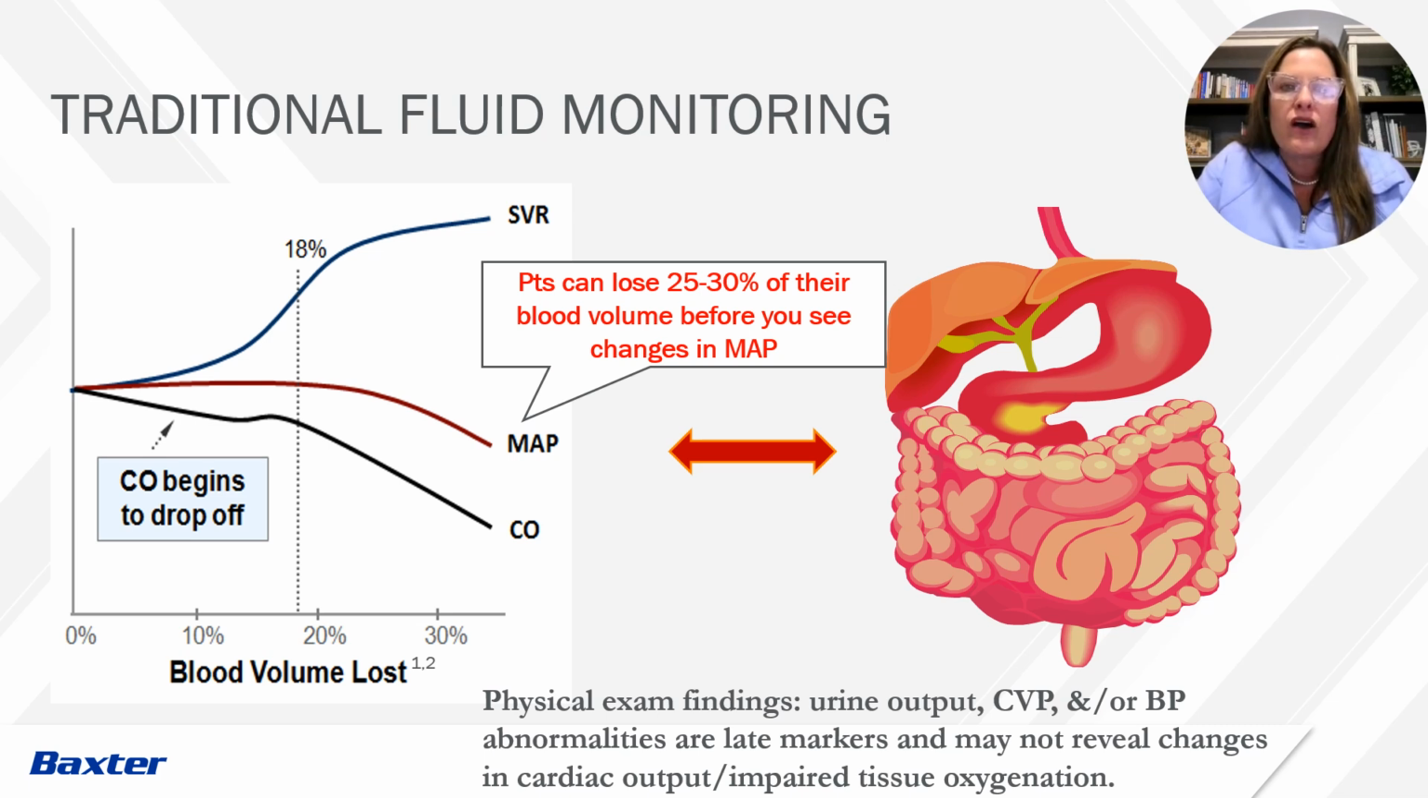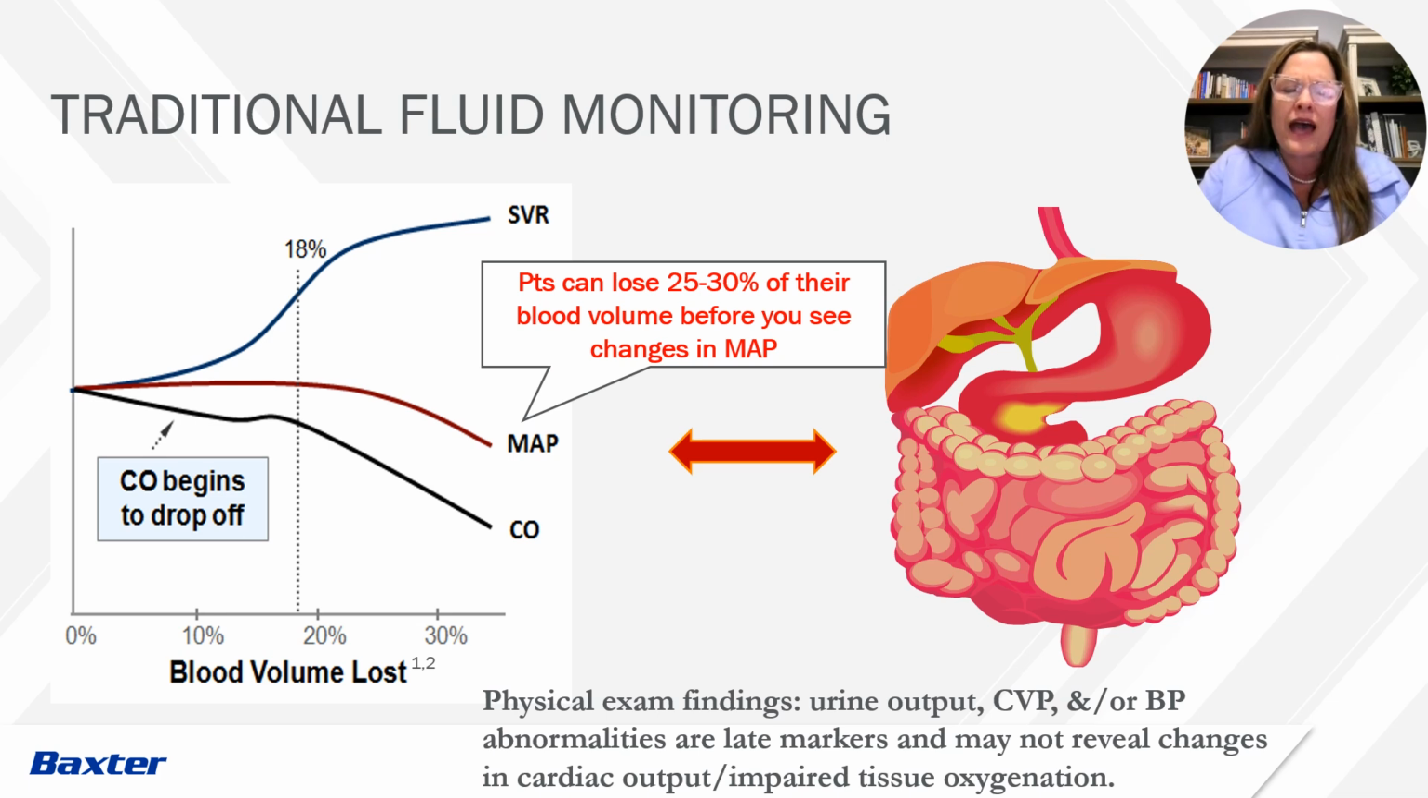The SVR or TPR increases drastically. And why is that? We've talked about that. We are constricting. And then notice that cardiac output begins to drop very rapidly. And you see here that that mean arterial pressure maintains for quite some time. So we don't want to wait for the patient to lose that much of their blood volume, right, by just looking at mean arterial pressure.